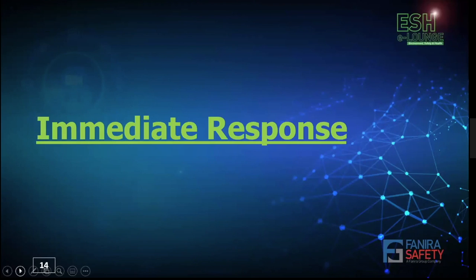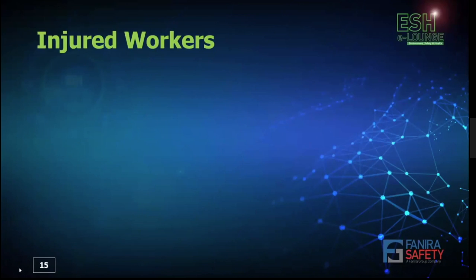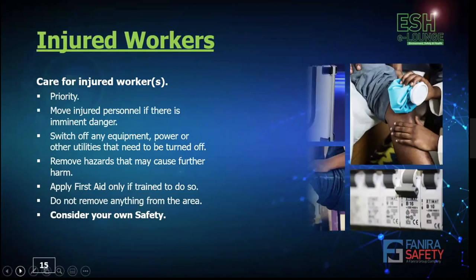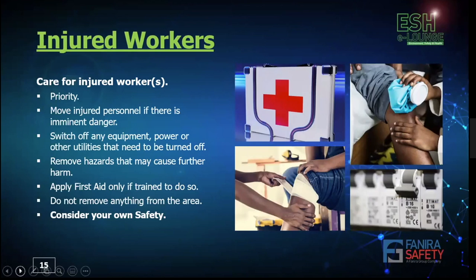So the immediate response, that in some instances can be a life and death situation. So as a priority, we should always care for the injured workers. Move the injured workers if there is imminent danger for further harm. Switch off any equipment, power or other utilities that need to be turned off. Remove any hazards that may cause further harm. Apply first aid if you are trained to do so. And do not remove anything in the area.